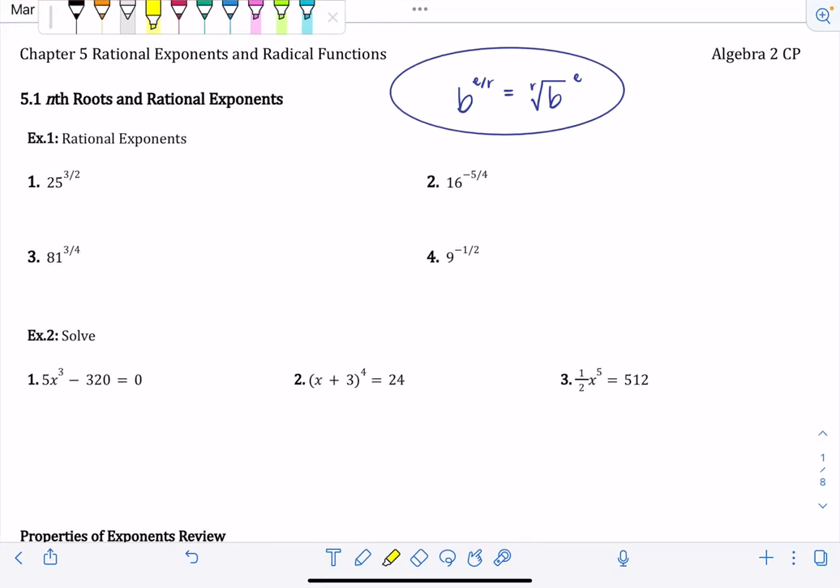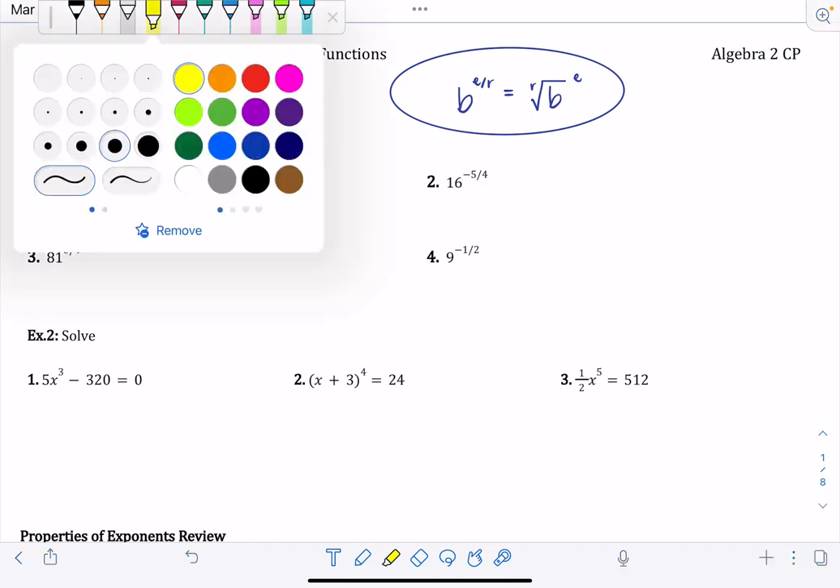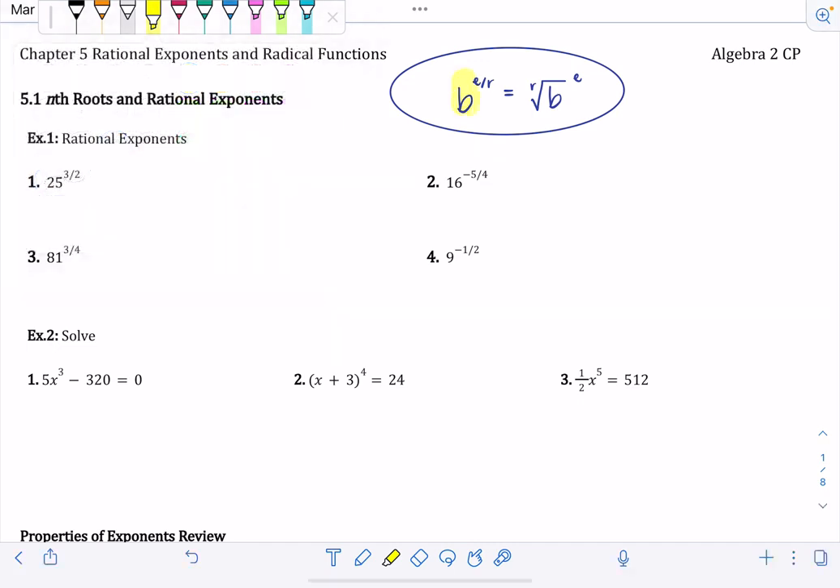5.1 is nth roots and rational exponents, and rational exponents just mean fraction exponents, which can be a little bit tricky sometimes, but there's a trick that you can use to rearrange them in radical form, and that usually makes it a little bit easier to evaluate them. So in the upper portion of the screen, you can see b raised to the e over r, so we have a fraction exponent.